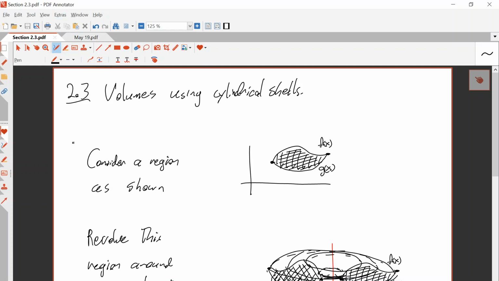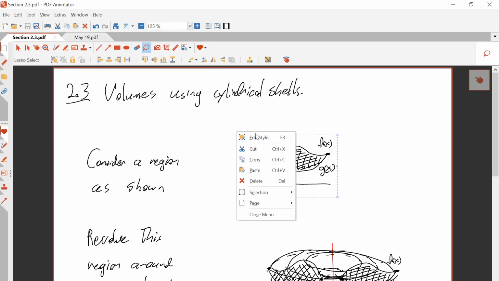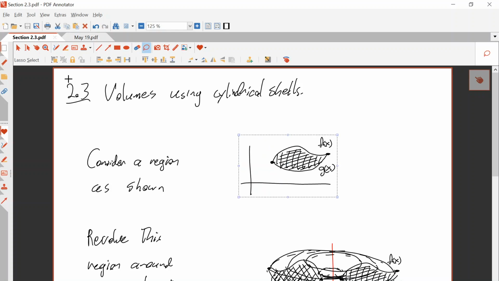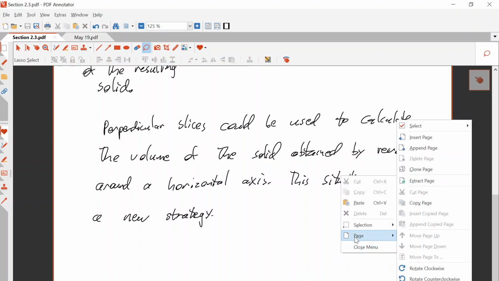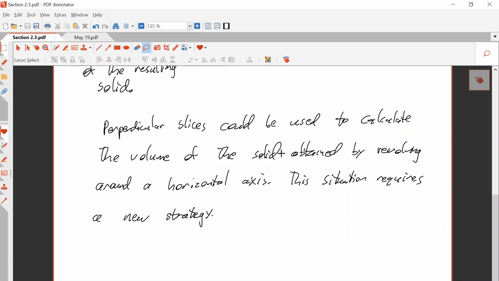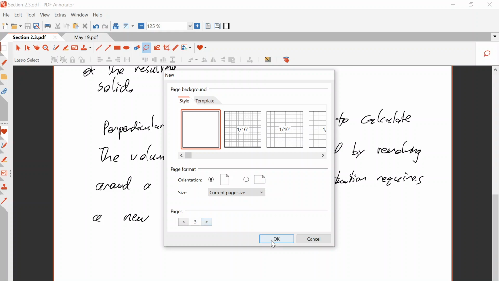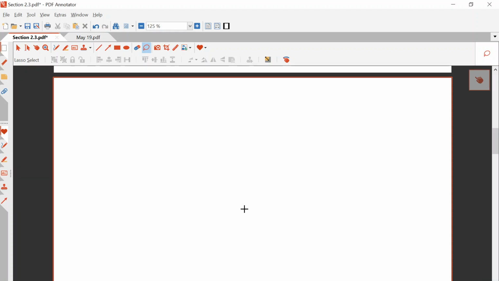There are plenty of examples where such a solid could be calculated both using slices and using shells, and I'll give you some examples like that so we can calculate the same thing in two different ways. But first, let's describe the method.